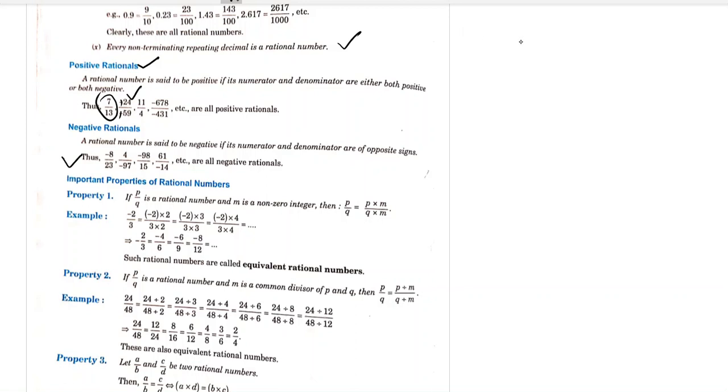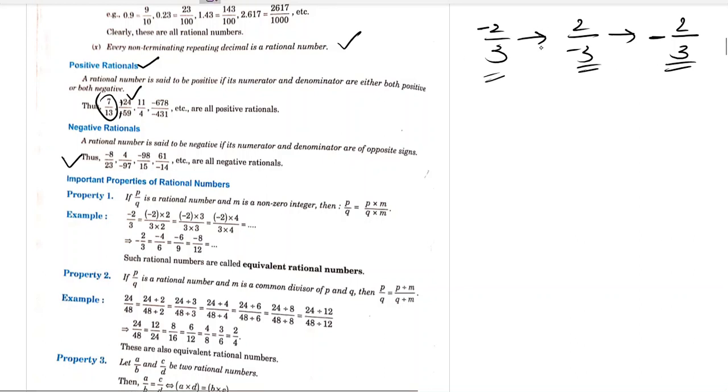So suppose I have minus 2 by 3. I can write it as 2 by minus 3, or I can write it as minus of 2 by 3. It's all the same thing. They are all equal. So if I want to put an equal to sign between them, I can. There is no problem. Minus 2 by 3 is equal to 2 by minus 3 is equal to minus of 2 by 3. They are all the same.